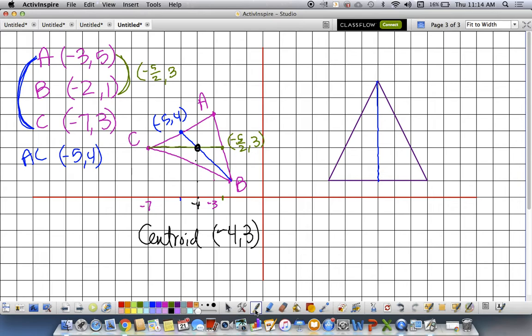But the next one is not going to be as nice and pretty. It goes up 2 over 1, up 2 over 1, so it's actually right here. It's supposed to be right on the line. It should go through here, through there, all the way to there. Okay? So where's my centroid? Right there.